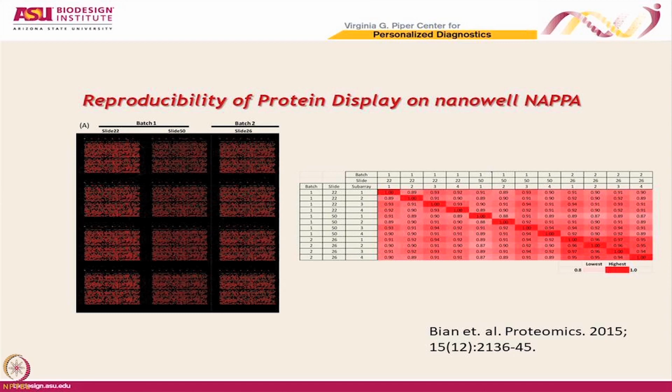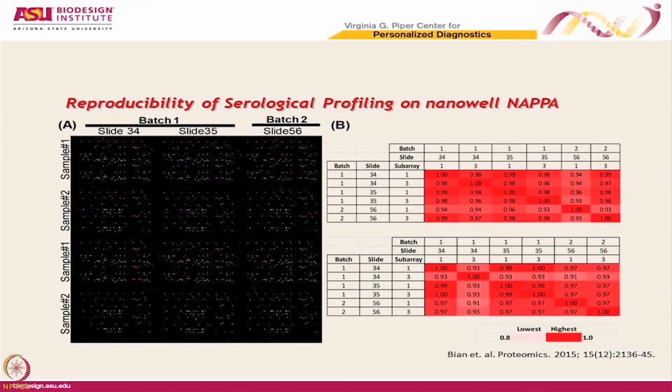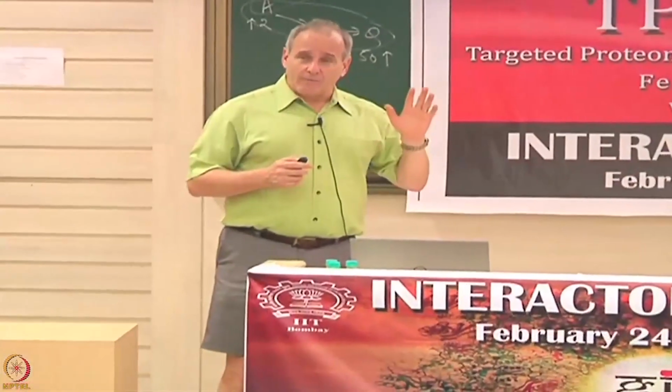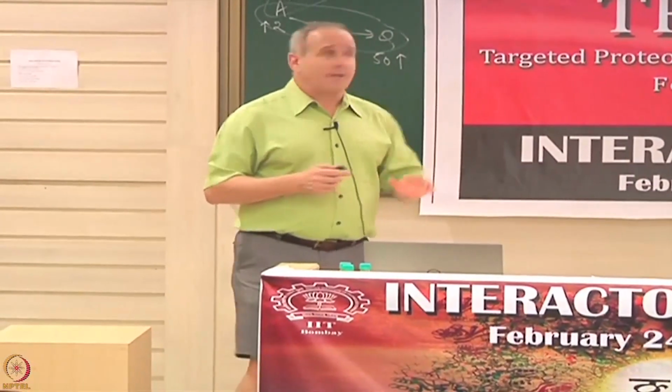So it's every bit as reproducible, this platform, as the standard NAPA was. And then this is probably more relevant to you all. That was for protein expression. This is now asking, if I screen the array with antibodies or serum, will the answer I get from array to array, from batch to batch, be the same?